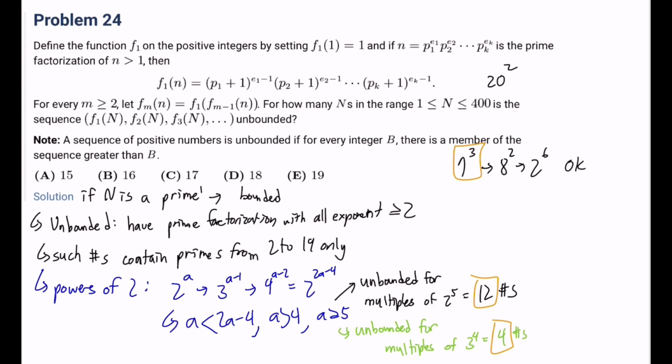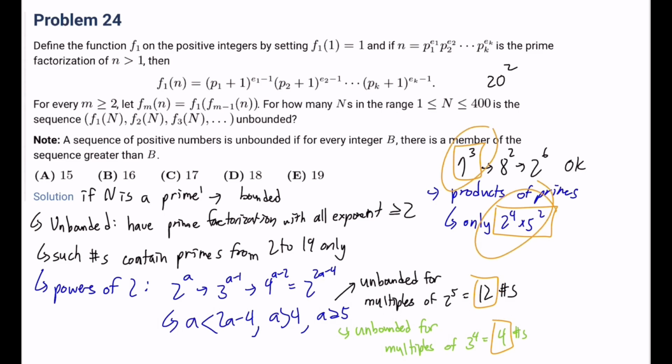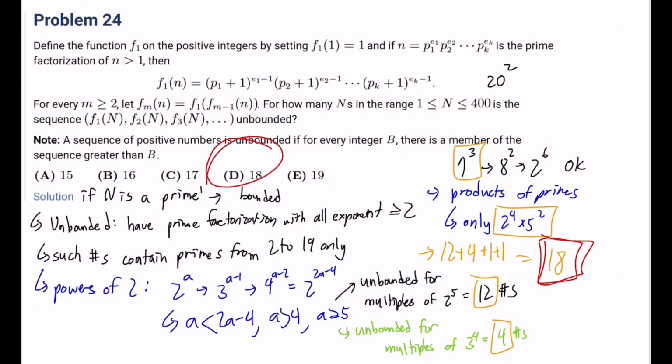And then lastly, we have to consider products of primes. So these are going to be something like 2 to the 2nd power times 3 to the 5th power. Since those must all be below or equal to 400, if you do this, you will find that only 400, which is just 2 to the 4th power times 5 to the 2nd power, is possible. Everything else is going to be bounded. And so we have 12 numbers, we have 4 numbers, and we have 2 more numbers. So that's going to give us 12 plus 4 plus 1 plus 1. This is 18 numbers. So 18 is our answer, it's D.